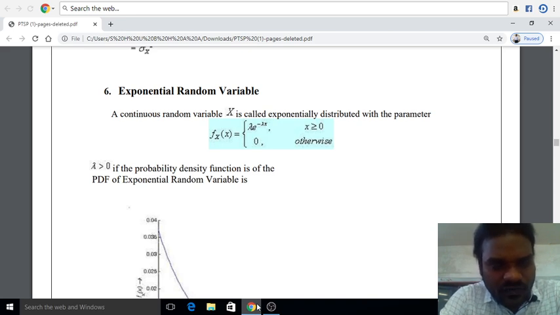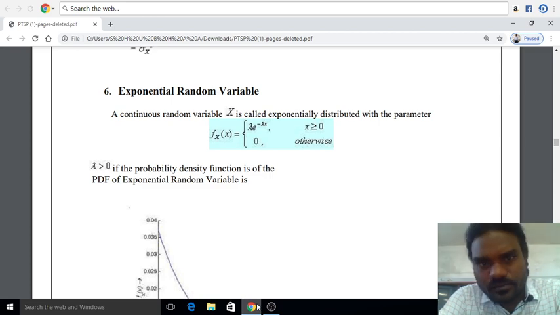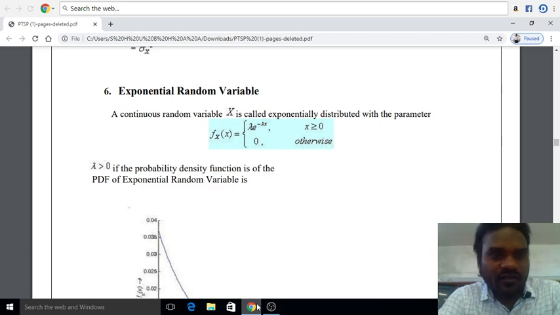In the last class we have discussed three random variables: Poisson random variable, normal random variable, and binomial random variable. One more random variable we have to discuss in the second unit. With that, all the random variables will be completed. That one is called the exponential random variable.